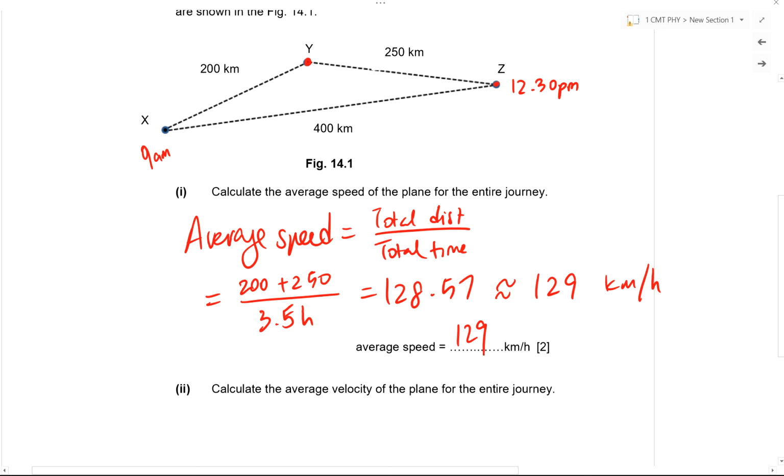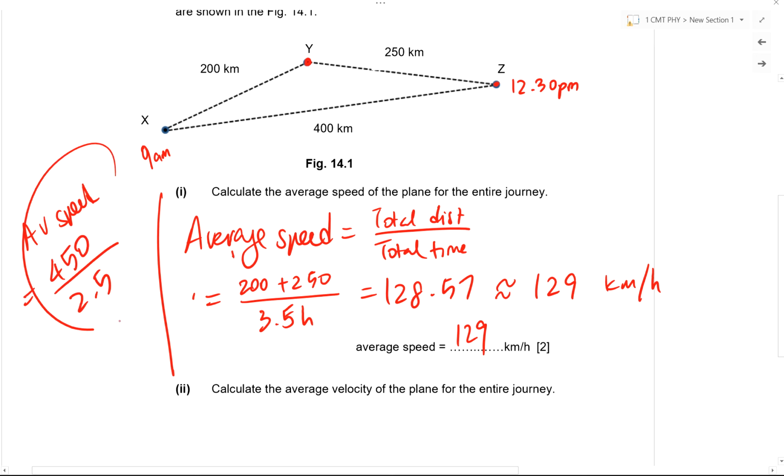Can I have a show of hands? How many of you got this correct? Round off value of 129. Show of hands, raise up high, please. Okay, thank you. Put it down. Can I just check? How many of you did this as the working? Average speed is 450 divided by 2.5. Anybody did this? 450 divided by 2.5? Okay.